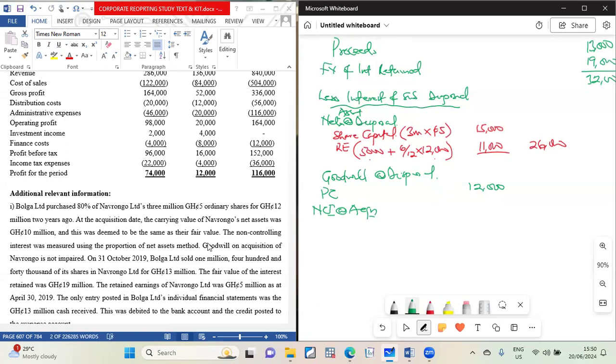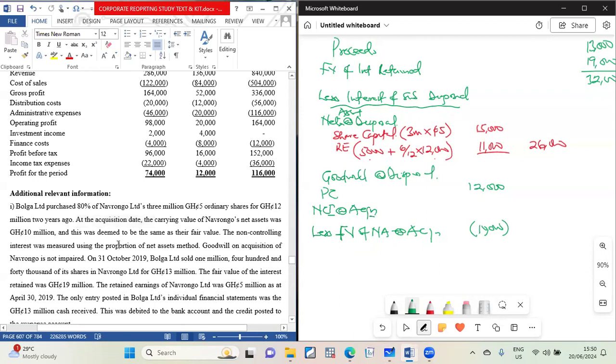So the NCI at acquisition, at the date they bought the thing. This is the fair value of net asset, the one we will less. Net asset at acquisition was given to be 10,000 or 10 million. And we need the NCI at acquisition. So what did they tell us about the NCI of this company at acquisition?